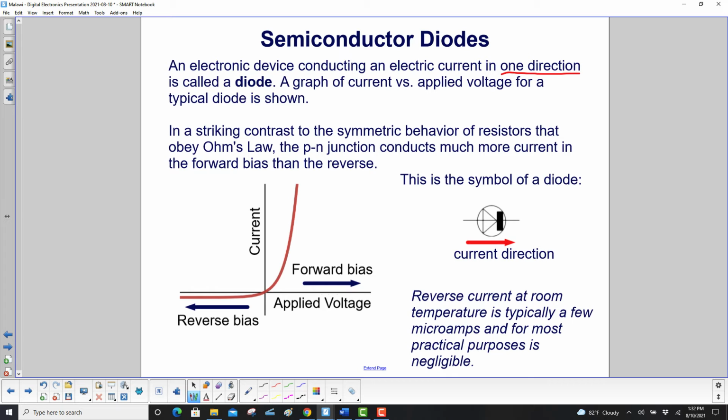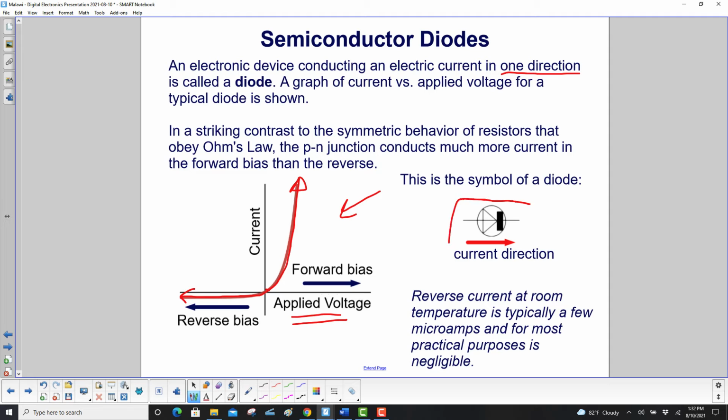A graph of current versus applied voltage for a typical diode is shown right here. So when you have forward bias, your applied voltage, the more you put on, the greater the current goes through that p-n junction. If you use reverse bias, you get a small amount of current flowing in the opposite direction. In striking contrast to the symmetric behavior of resistors that obey Ohm's law, the p-n junction conducts much more current in the forward bias than the reverse.